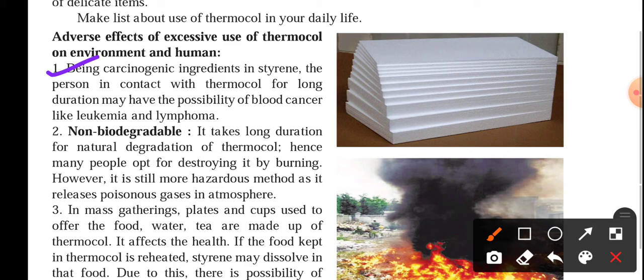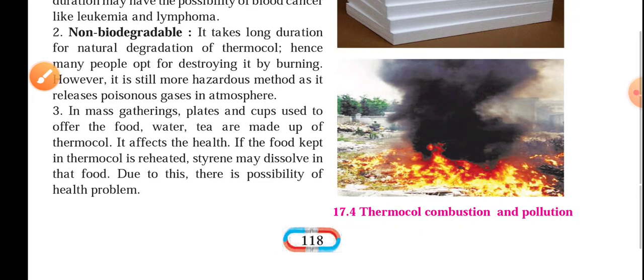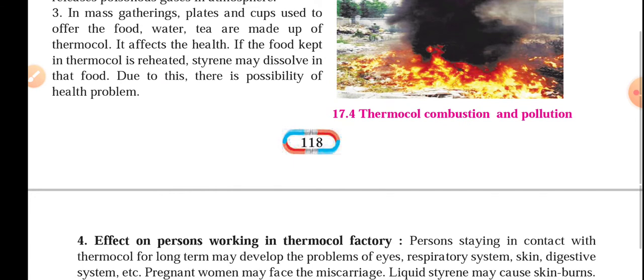Next one is that it is non-biodegradable. It takes a long duration for natural degradation of thermocol. Hence, many people opt for destroying it by burning. And when we burn, it releases harmful gases, a poisonous gas. So burning and decomposing is also not an option for this particular material. That's why it's not good for the health and the environment.